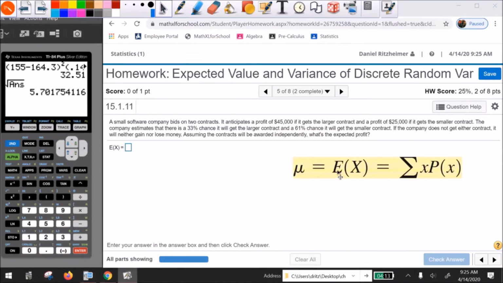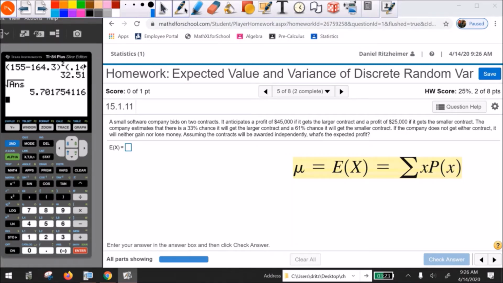A small software company bids on 2 contracts. It anticipates a profit of $45,000 if it gets the larger contract and a profit of $25,000 if it gets the smaller contract. The company estimates that there is a 33% chance it will get the larger contract and a 61% chance it will get the smaller contract. If the company does not get either contract, it will neither gain nor lose money. Assuming the contracts will be awarded independently, what is the expected profit?